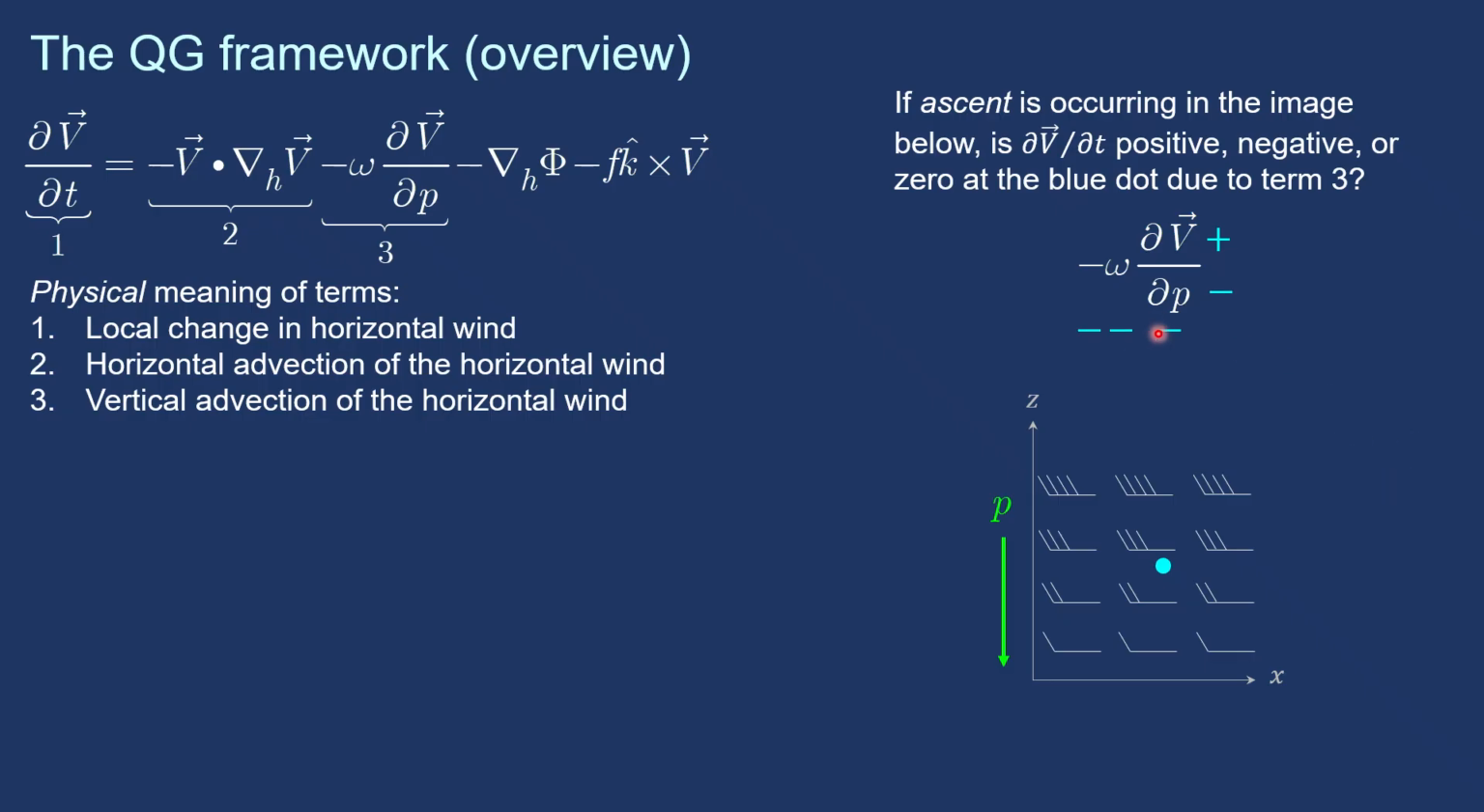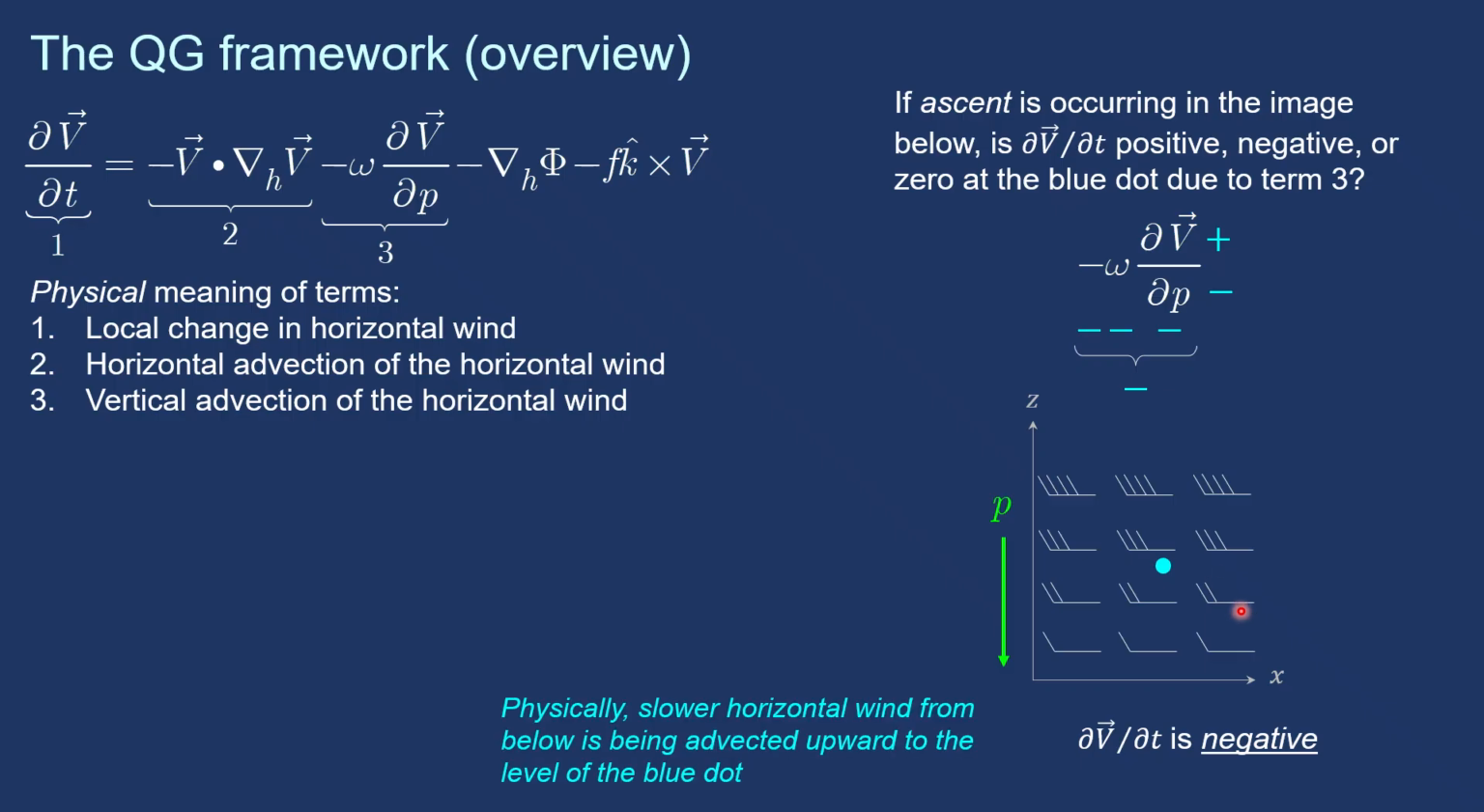So we have a minus times a minus times a minus, which gives us a net negative sign for this term, given the constraints of what's being described here. And the negative implies that partial v partial t on the left-hand side, if term 3 is the only term acting, is negative, meaning that the tendency of the horizontal wind is for it to get smaller with time. And physically, that makes sense in this particular case because slower horizontal wind from below is being advected upward to the level of the blue dot here.